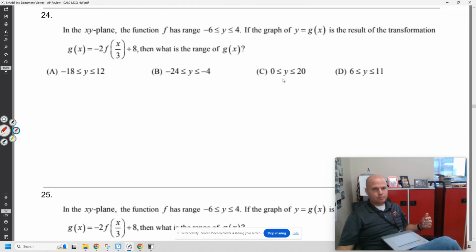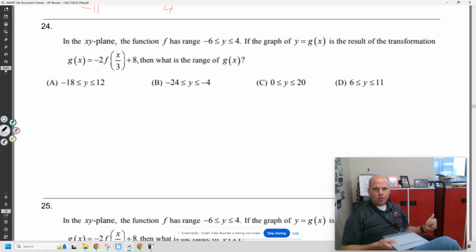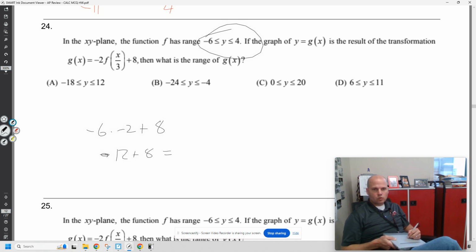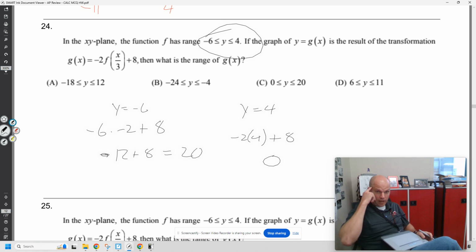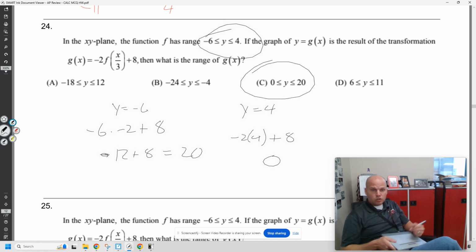Calculator doesn't help you here. Range, y's, times -2 plus 8. This is when y is -6. Here's when y is equal to 4. Okay, make sure you put it in order, smallest to greatest.